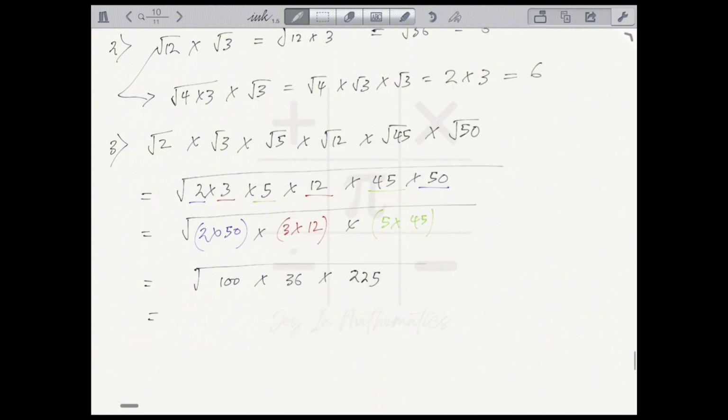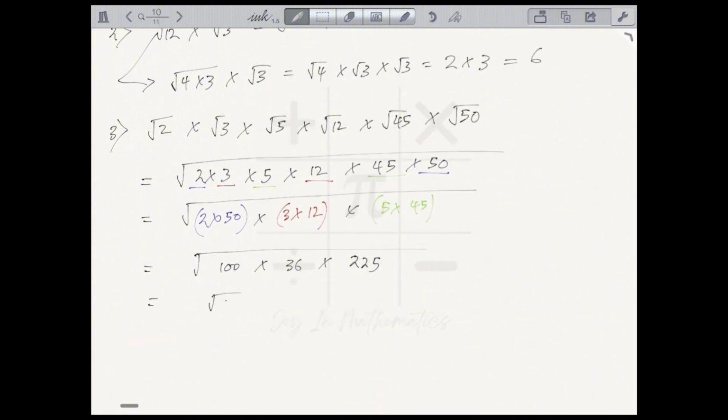Now we can apply our rule of surds and split them. So this will be root 100 multiplied by root 36 multiplied by root 225. Root 100 is 10, root 36 is 6, and root 225 is 15. And this will give us 900.